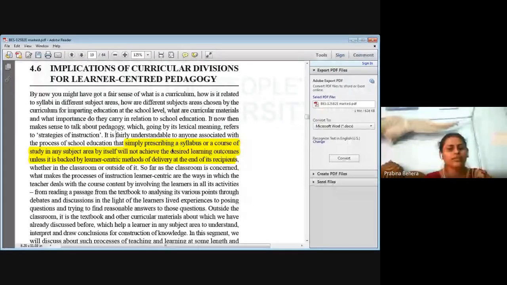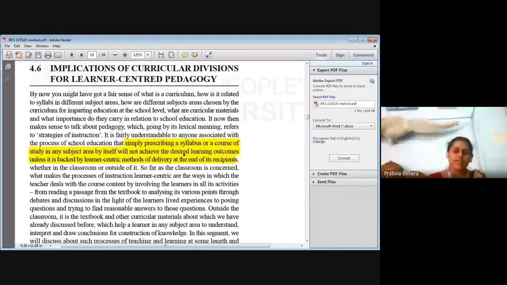That simply prescribing a syllabus or a course of study in any subject area by itself will not achieve the desired learning outcomes unless it is backed by learner-centric method. So simply designing curriculum and syllabus is not enough. We should design the methods, methodology, strategies, and other aspects of teaching learning session, including assessment. So to reach the learning outcome, our goal, our aims or objective, we must modify the total aspects of the education system.